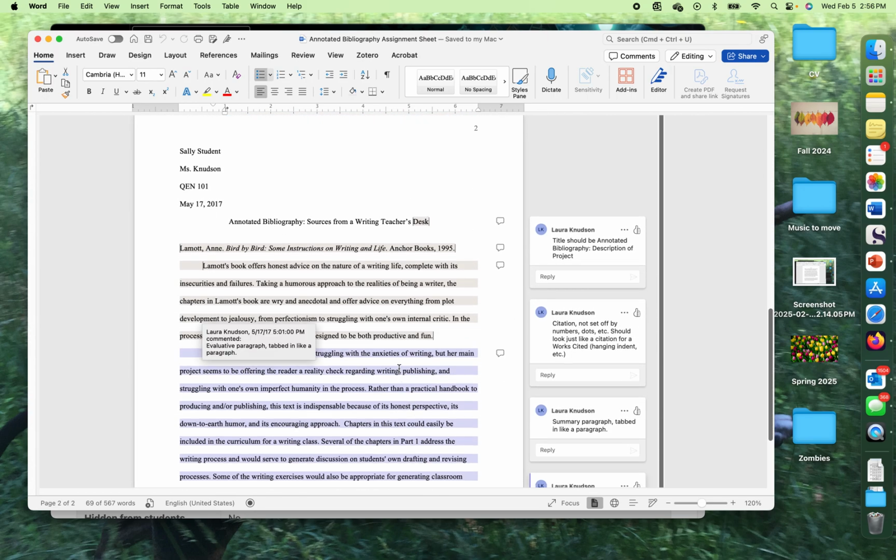This is an annotated bibliography of one source, and it is a book called Bird by Bird. It's written by Anne Lamott. She's a professional writer. She writes for a living, and she writes about writing. She also writes about motherhood and other things, but she's mostly known for her experience as a writer and then writing about being a writer.